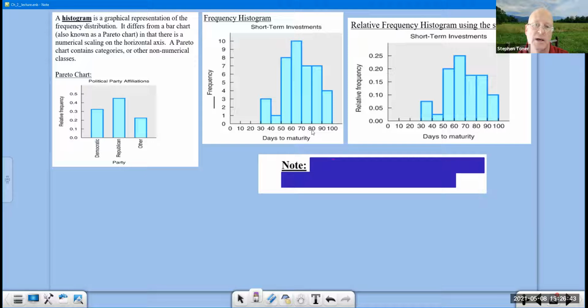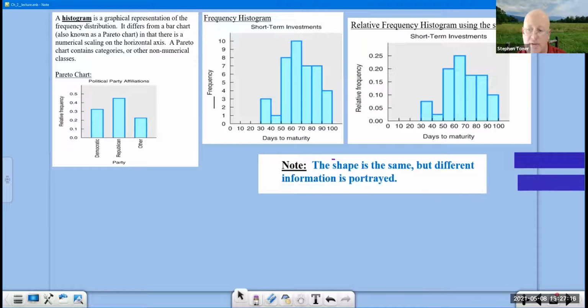Now, when you are designing or drawing these by hand, you need to make sure that you are describing things properly. Notice we have titles on each of these. The first one is a frequency histogram, and it's got labeled on the vertical axis the word frequency, and we see physical counts going up the sides. Over here at the right, we have a relative frequency histogram using the same data. Notice it is labeled relative frequency, and we have decimals going up the side instead. Now I've got some comments down below, and I want to say that the shape of these two graphs is the same, but different information is being portrayed.